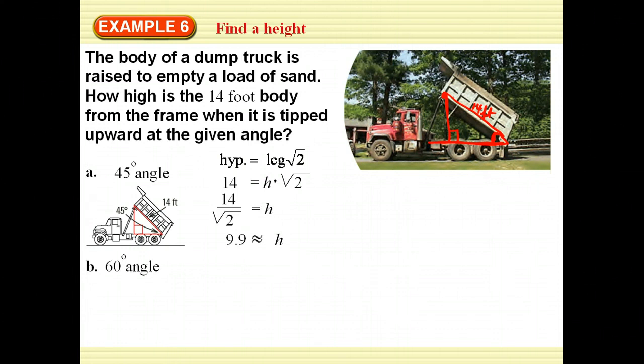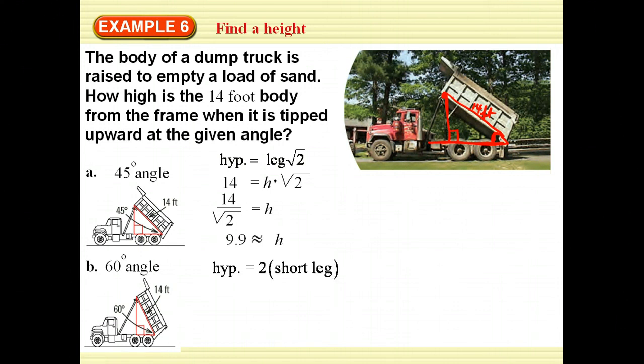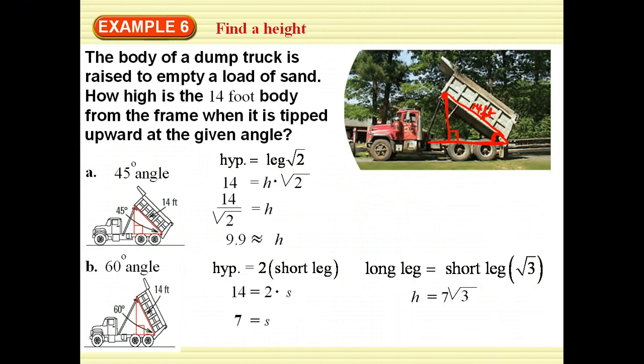What about if it's raised to a 60-degree angle, like this one? Well, what I know is that then this is the short side down here, and this is the long side. So what I'm looking for is the long side, which is 2 times the short leg. The hypotenuse is 2 times the short leg. 14 is 2 times s, so s is 7. And then the long leg is that 7 times the square root of 3.